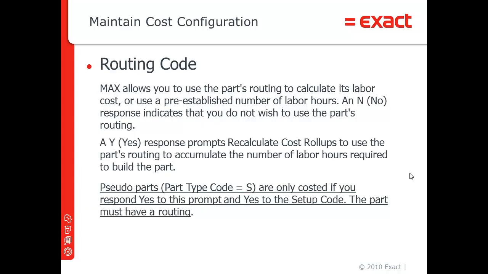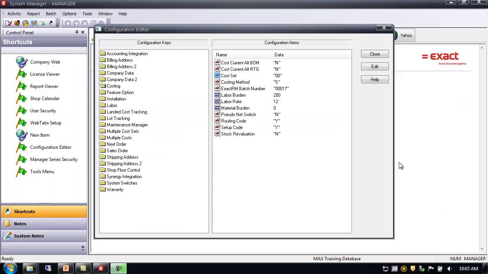Now on the routing code, Max can allow you to use the parts routings to calculate labor, or use a pre-established number of labor hours. A no response indicates that you do not wish to use the parts routing. Yes indicates that you do want to use the part routing to roll up labor. Now for pseudo parts, if the part type is S, they are only costed if you respond yes to this prompt and yes to the setup code. The part must have a routing.